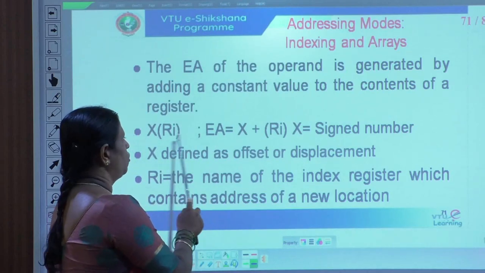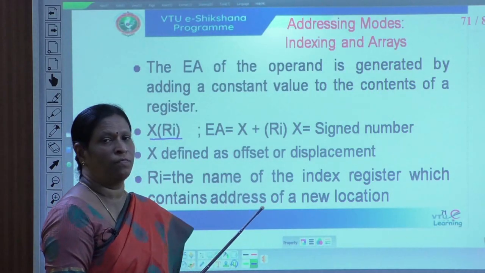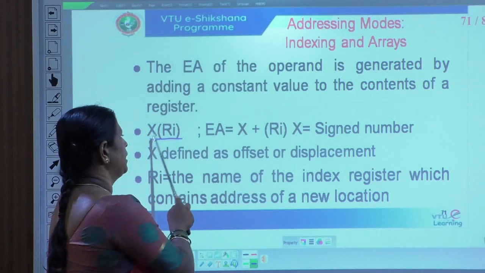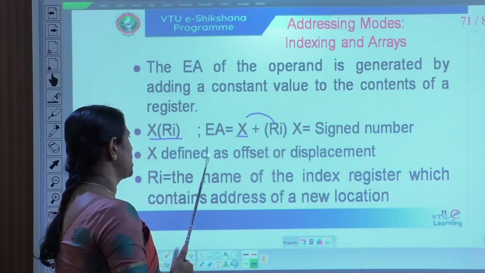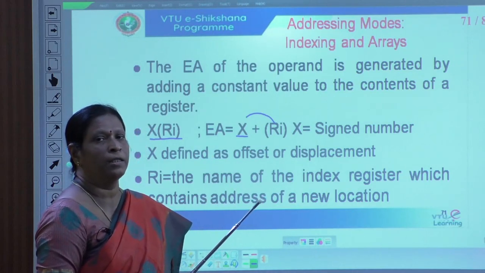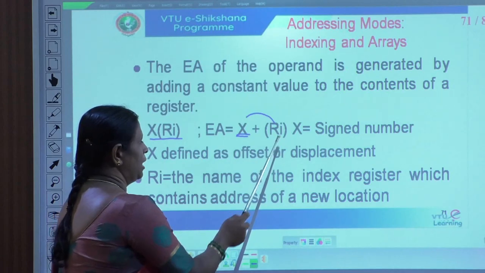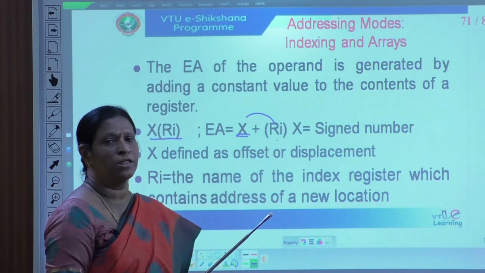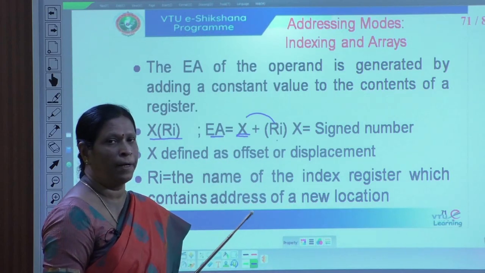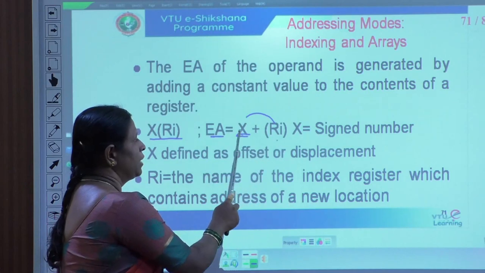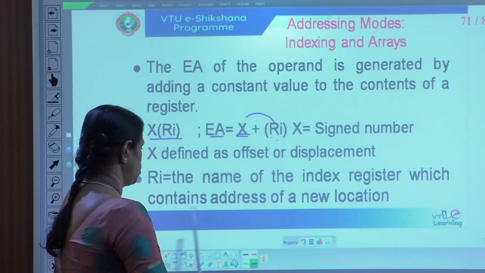The syntax for the indexed addressing mode is represented as X(Ri), where the effective address of the operand is found by adding the contents of X with the contents of Ri. X is a signed number, called the offset or the displacement. Ri is the name of an index register which contains an address. So together, how do we determine the address of the operand? The X value has to be added to the register Ri to get the effective address of the operand.